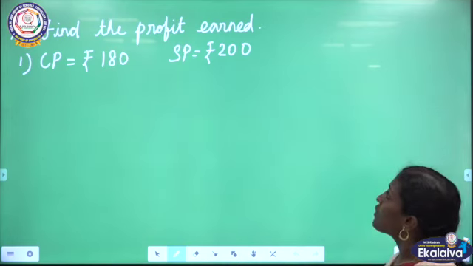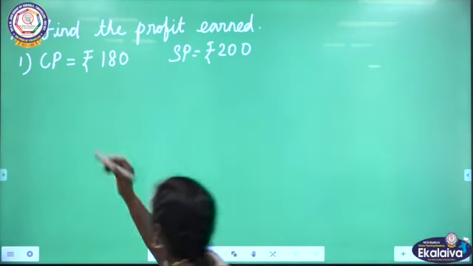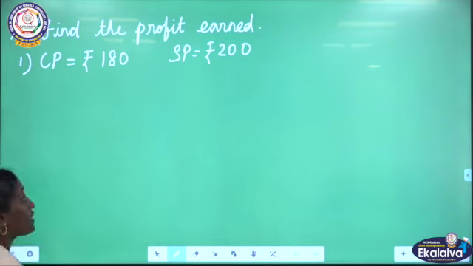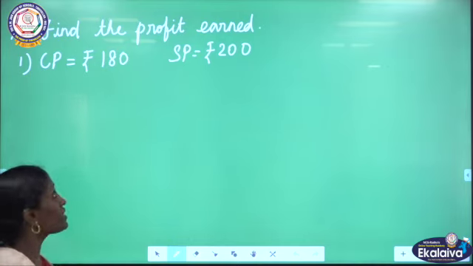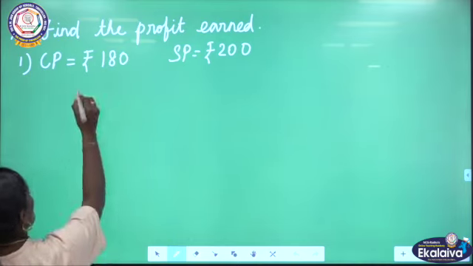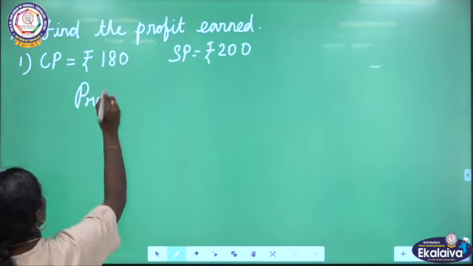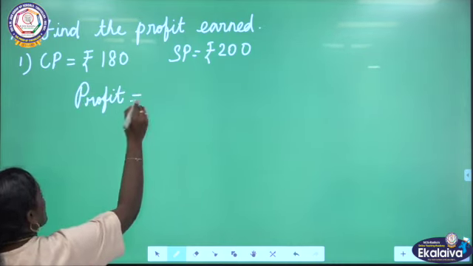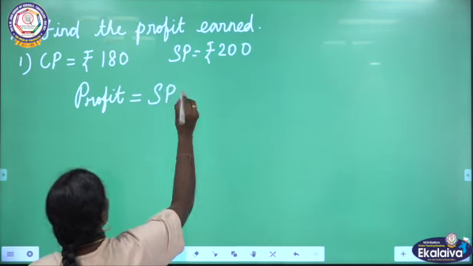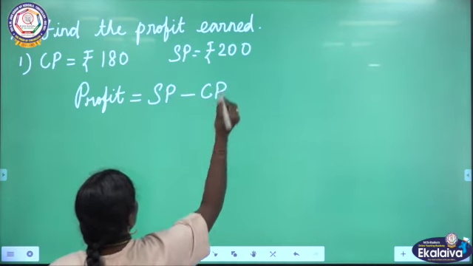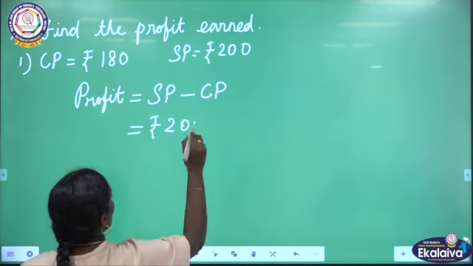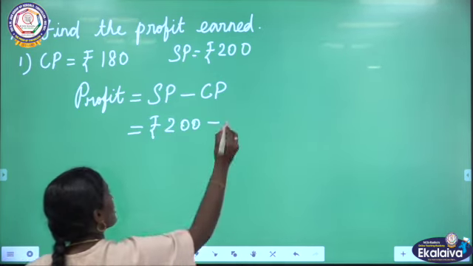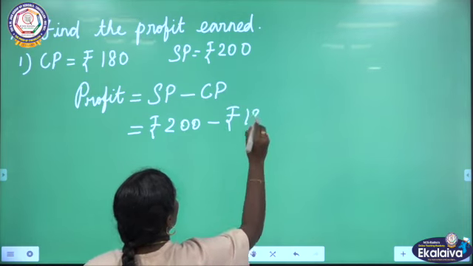So, first one, find the profit earned. Here, cost price is equal to rupees 180 and selling price is equal to rupees 200. Here, the selling price is greater than the cost price. So, we are going to find profit. What is the formula to find the profit? Profit is equal to selling price minus cost price. Selling price is equal to rupees 200 minus cost price is equal to rupees 180.